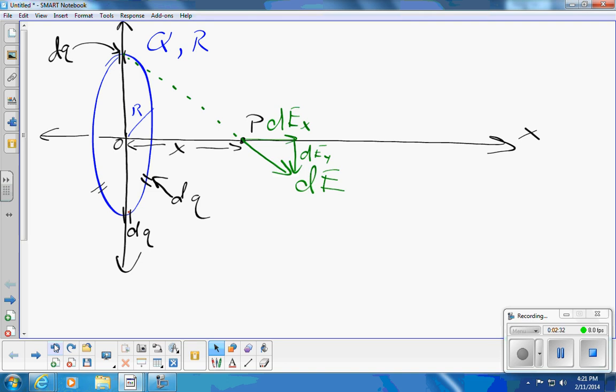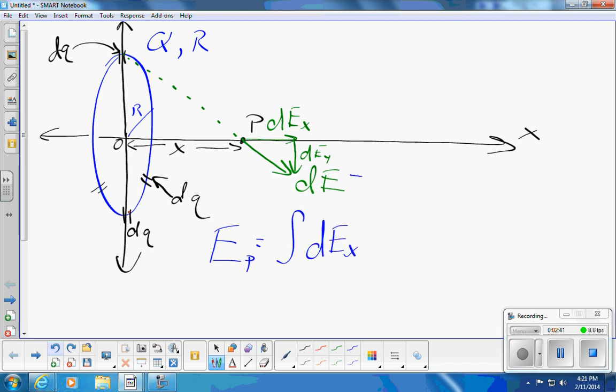So I'm going to write that I want E at point P is the integral of dEx. dE itself, what equation can I use for that? Well, this is a point charge up here. And so I will use the point charge formula, which is, I'm going to still use k instead of 1 over 4 pi epsilon naught, k dq over r squared, where r is this distance from dq to point P.